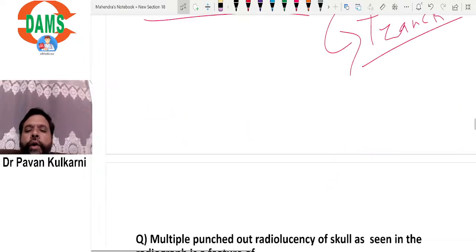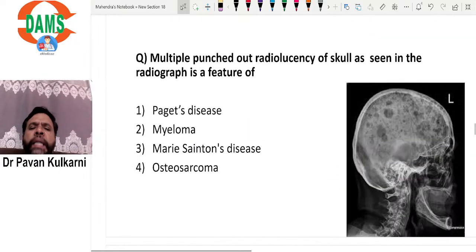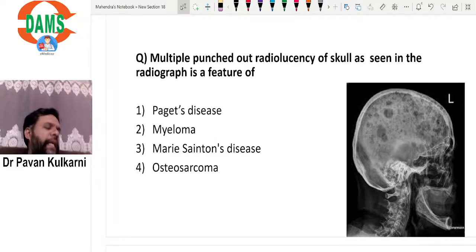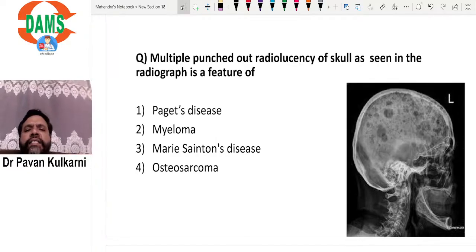Okay, moving on to the next question here. Multiple punched out radiolucency of skull is seen. Classical question, need not discuss anything here. It is a typical multiple myeloma. Typical multiple myeloma, punched out radiolucencies. Okay, myeloma or multiple myeloma is a characteristic case. There is nothing to discuss here. This image you have to remember.